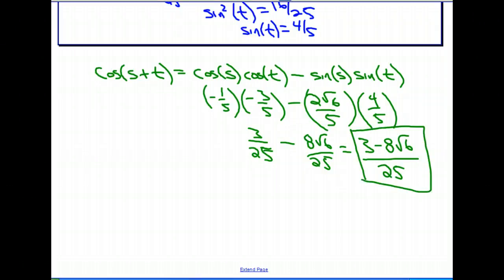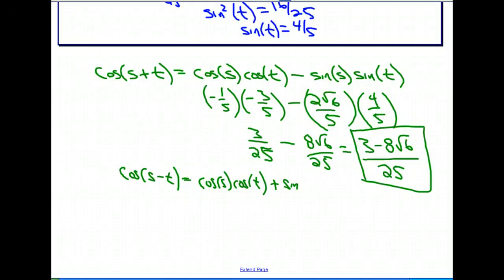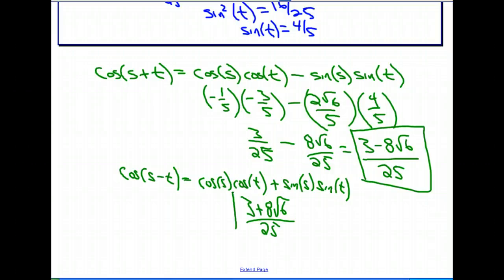Not a real nice answer, but that's how it's done. Cosine of s minus t. You guys know the shortcut now. We've got cosine, cosine looks the same, plus sine, sine. So everything follows identically, except there's a plus in there, so I'll have 3 plus 8 square root of 6 all over 25. So once I've done the first part, the second part goes much, much nicer and easier.